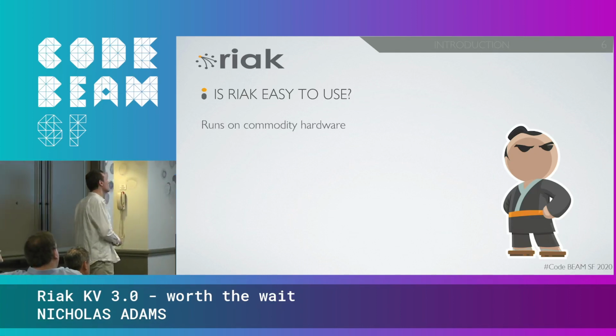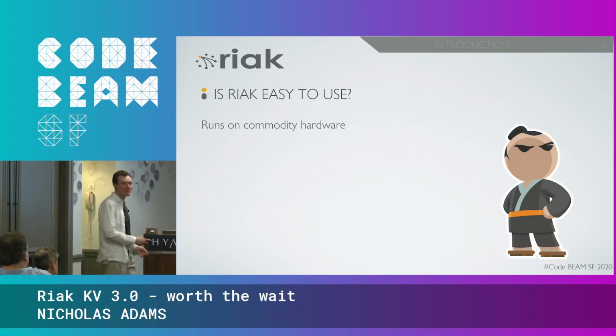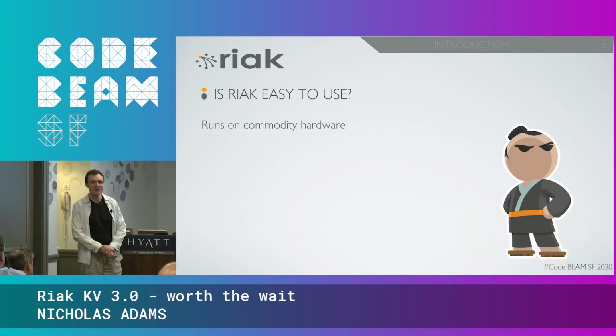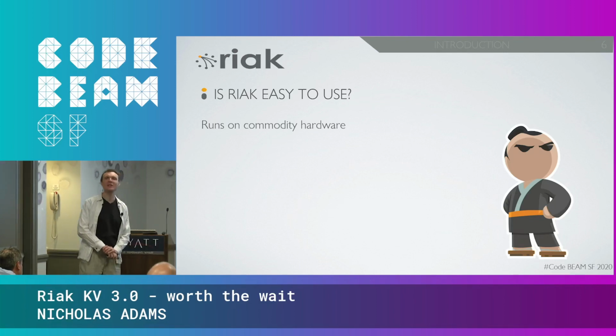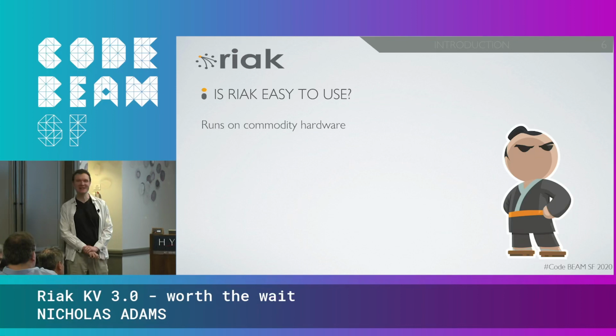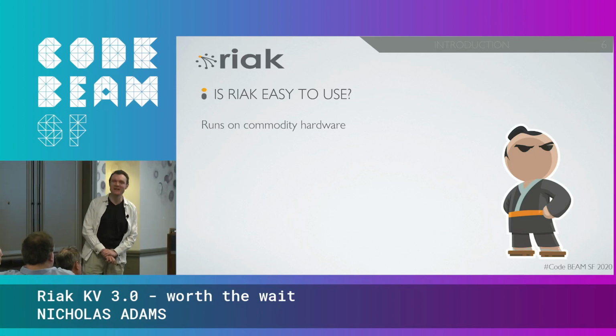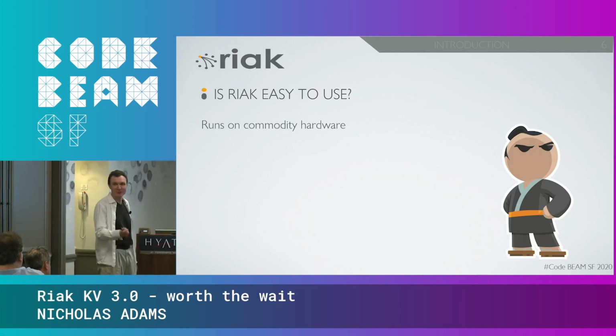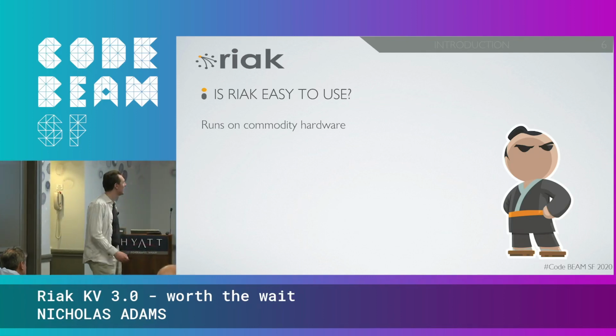It runs on commodity hardware. If you saw it when you came in, there's a random pile of cables and equipment on the floor. The gentleman at the back may be able to spot it from there. That's our Raspberry Pi cluster. That's how commodity it is now. So you can actually run it off essentially a battery and deploy it anywhere you want to.